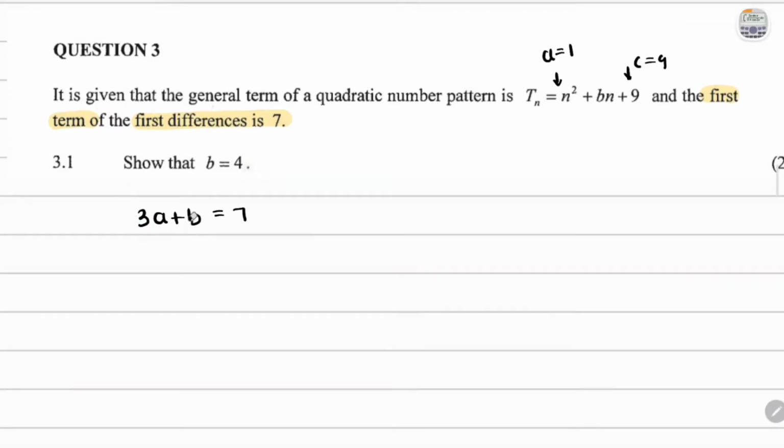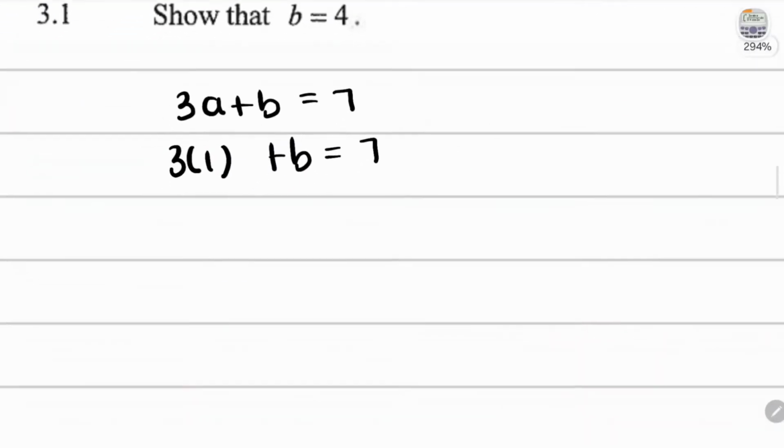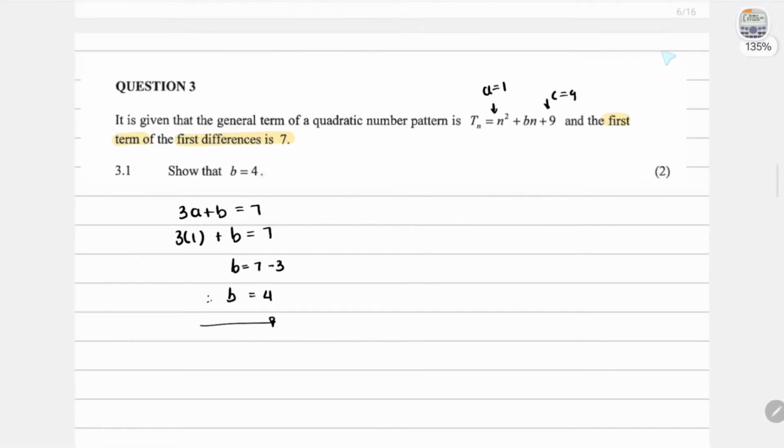In order to solve for B, we need to know what A is. But we actually do from the general term. We know what that is. So that's going to be 3 times 1 plus B is equal to 7. So B equals 7 minus 3 when we transpose it. Therefore, B is really equal to 4. And that is our answer.